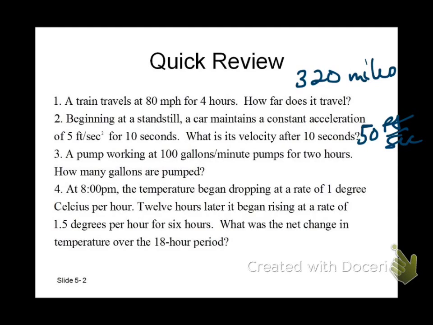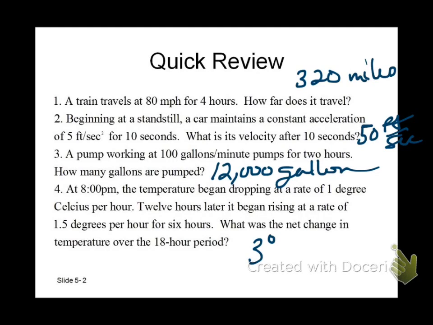Number 3, a pump working at 100 gallons per minute pumps for 2 hours, or 120 minutes. So, there are 12,000 gallons pumped after 2 hours. And finally, at 8 p.m., a temperature begins to drop at the rate of 1 degree Celsius per hour. 12 hours later, it begins to rise at a rate of 1.5 degrees per hour for 6 hours. The net change in this temperature over the 18-hour period is going to turn out to be 3 degrees.